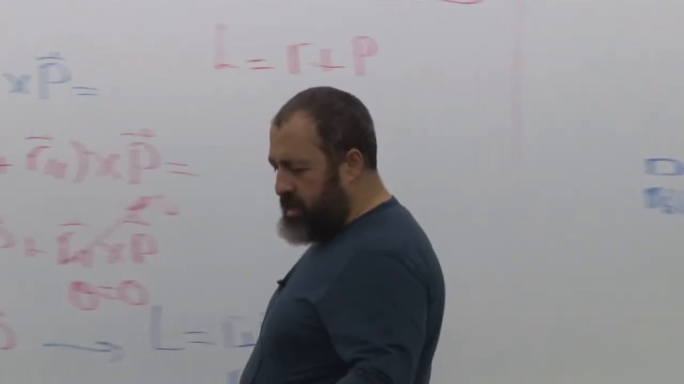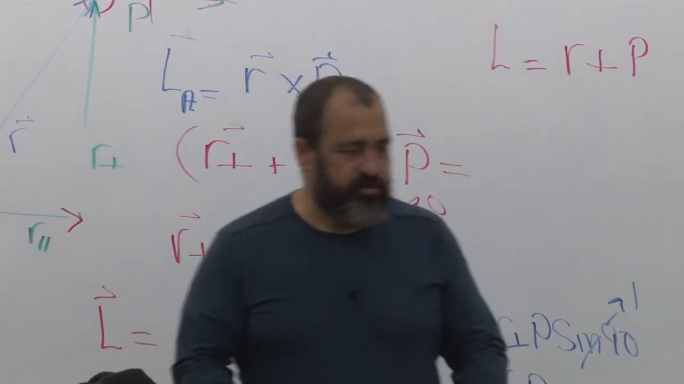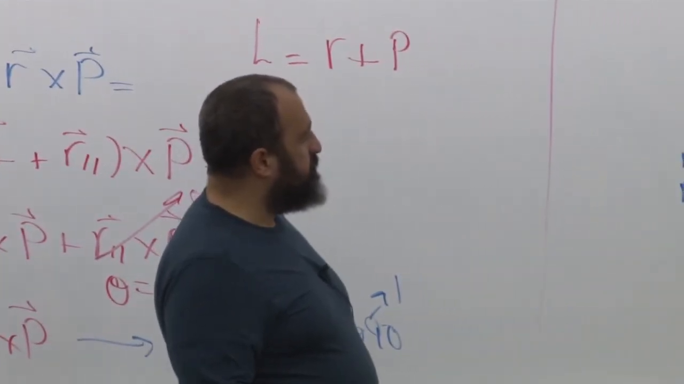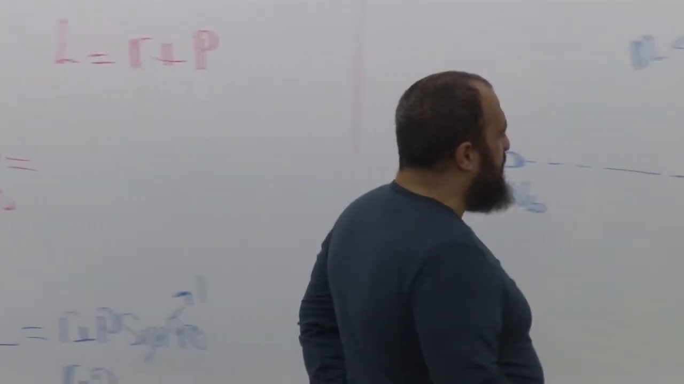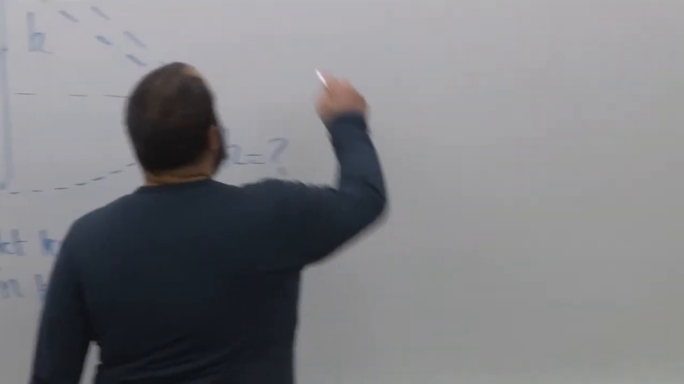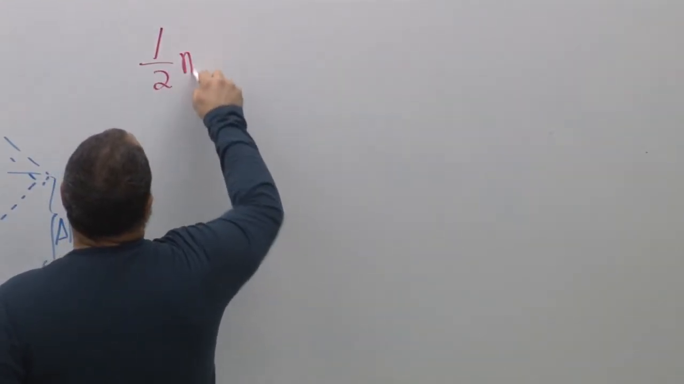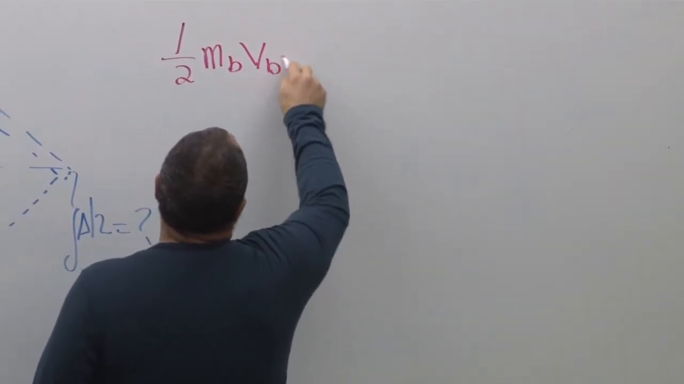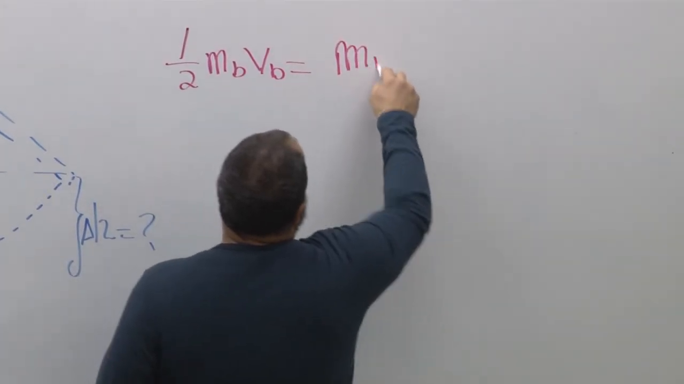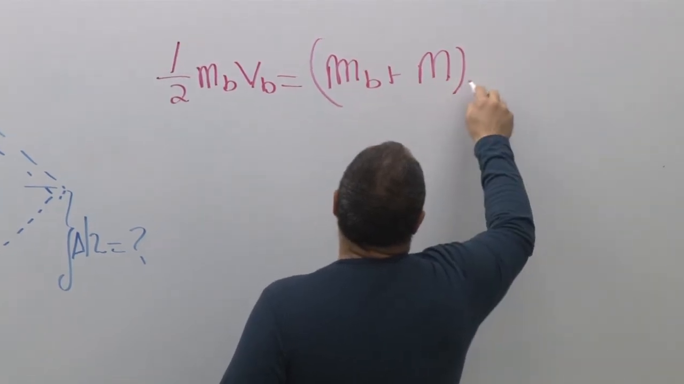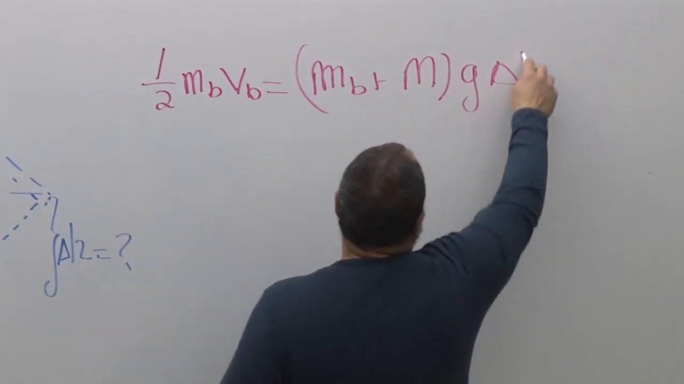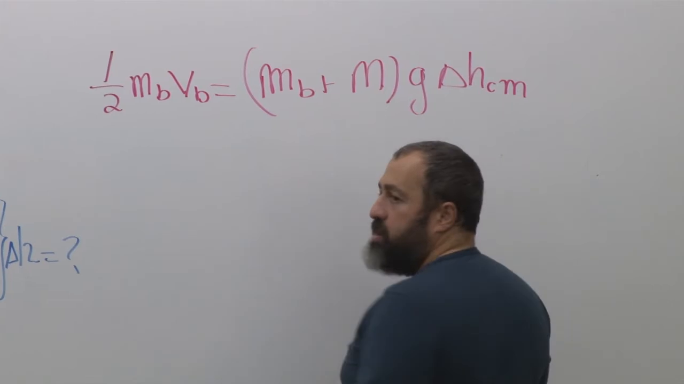Yeah, that's okay, guys. The extra lecture, we're now going to use it for statics, which we will need for sure. So that's fine. Okay, so can I say then that 1/2 m bullet v bullet squared is equal to m bullet plus m bar, which is m, g delta H CM? Why not?